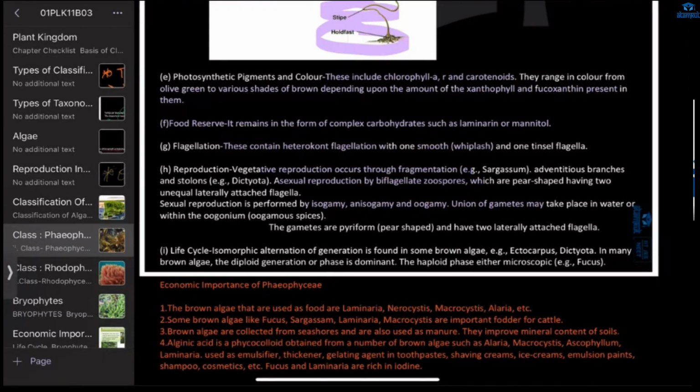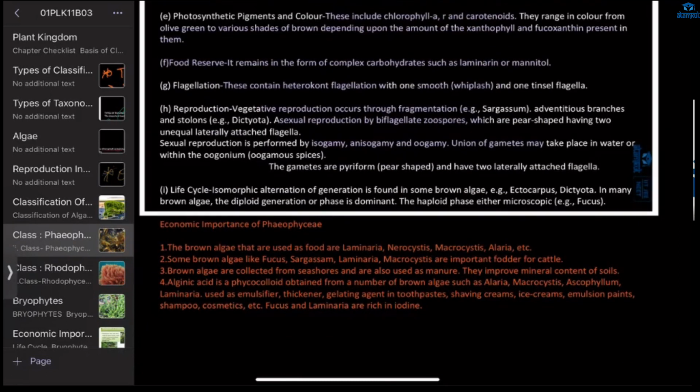Brown algae that are used as food are Laminaria, Macrocystis, Ecklonia. You just have to remember Laminaria and Macrocystis. Okay. Some brown algae are Fucus, Sargassum. They are important fodder, meaning cattle also feed on these brown algae, how? They feed on the algae that has accumulated on the ground.